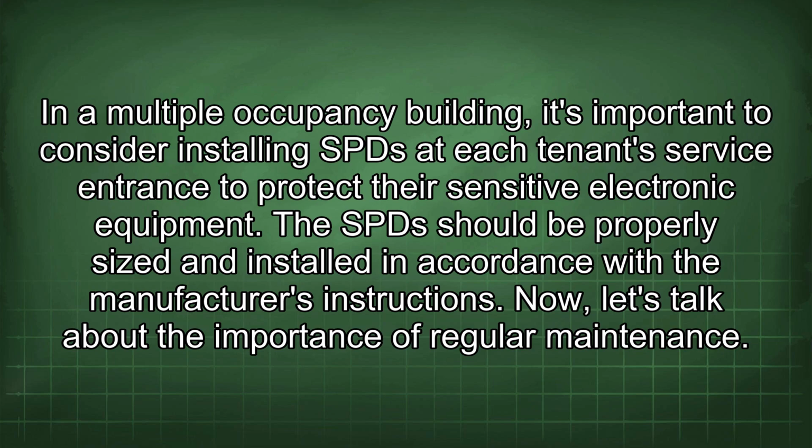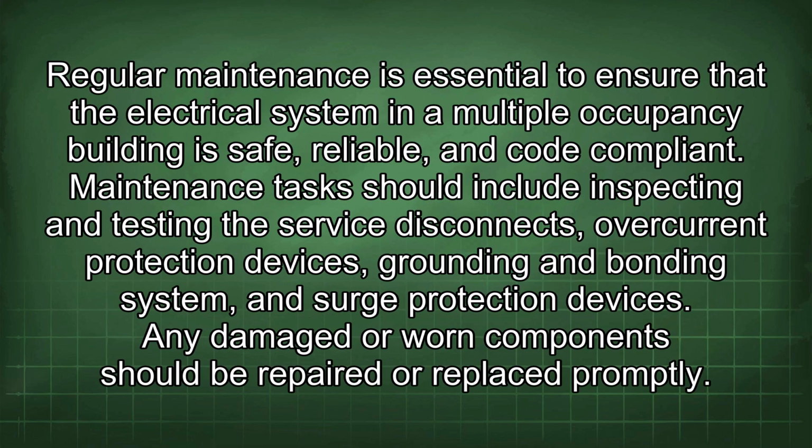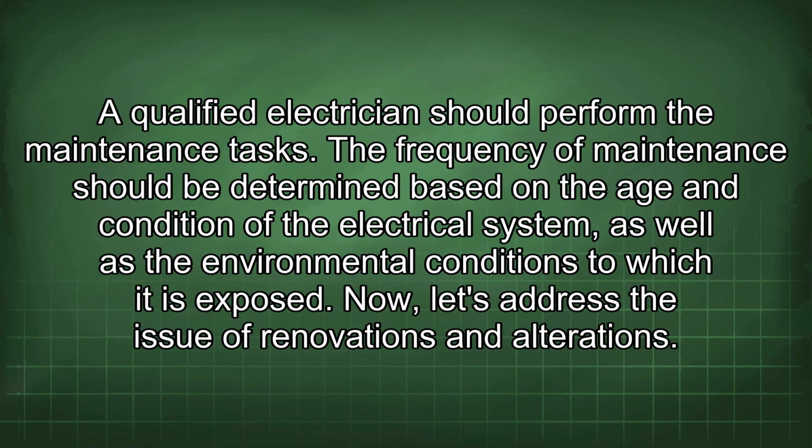Now, let's talk about the importance of regular maintenance. Regular maintenance is essential to ensure that the electrical system in a multiple occupancy building is safe, reliable, and code compliant. Maintenance tasks should include inspecting and testing the service disconnects, overcurrent protection devices, grounding and bonding system, and surge protection devices. Any damaged or worn component should be repaired or replaced promptly. A qualified electrician should perform the maintenance tasks. The frequency of maintenance should be determined based on the age and condition of the electrical system, as well as the environmental conditions to which it is exposed.